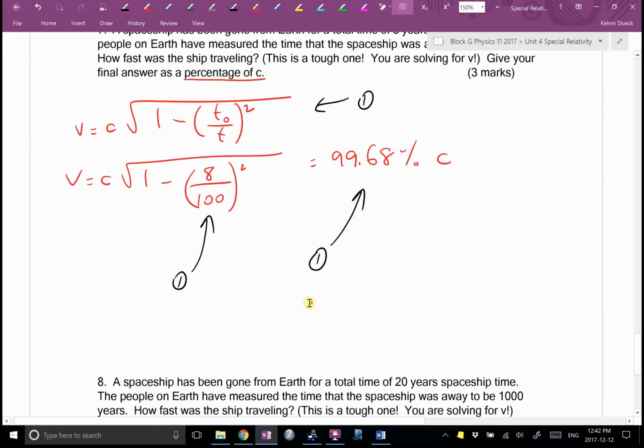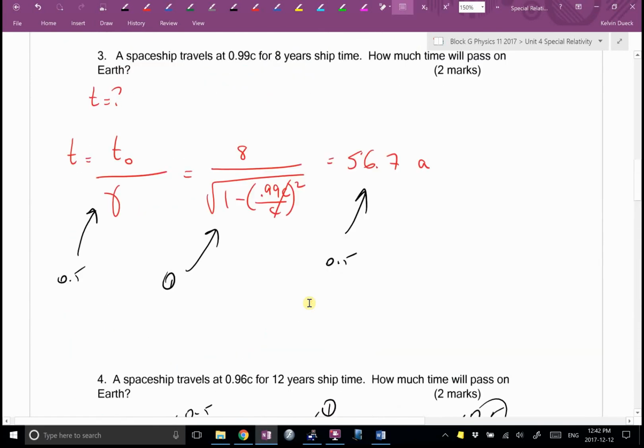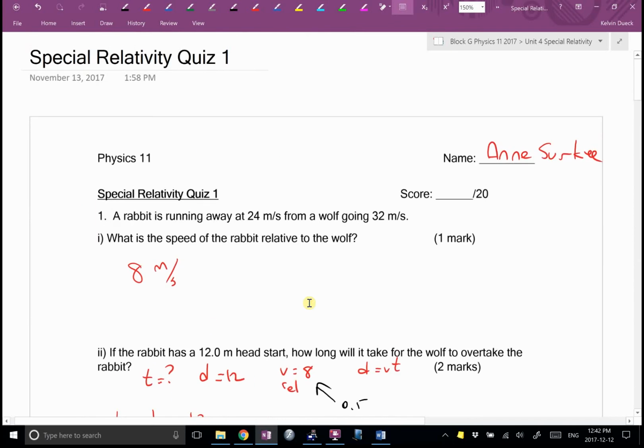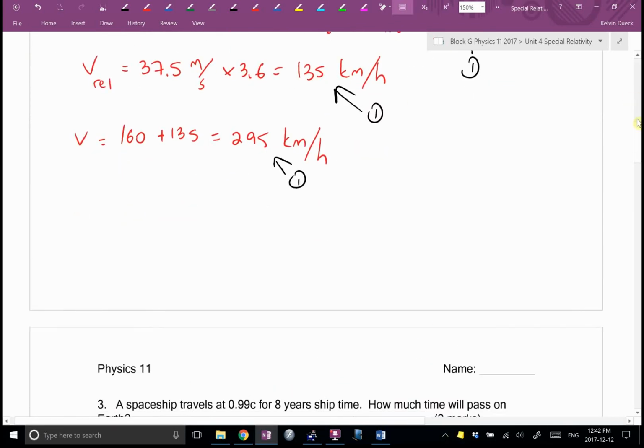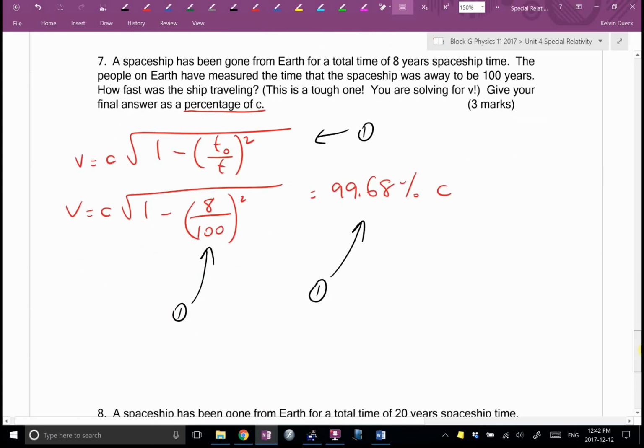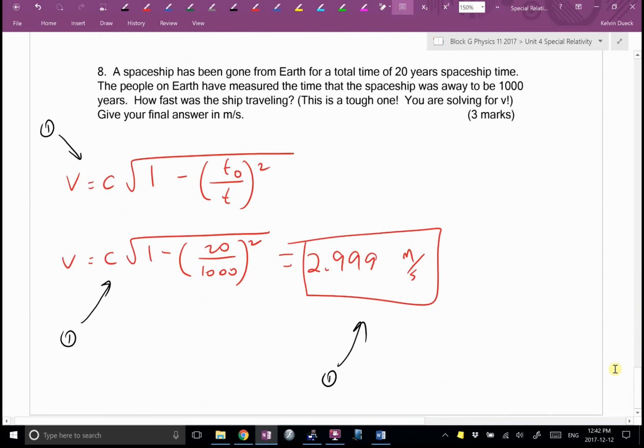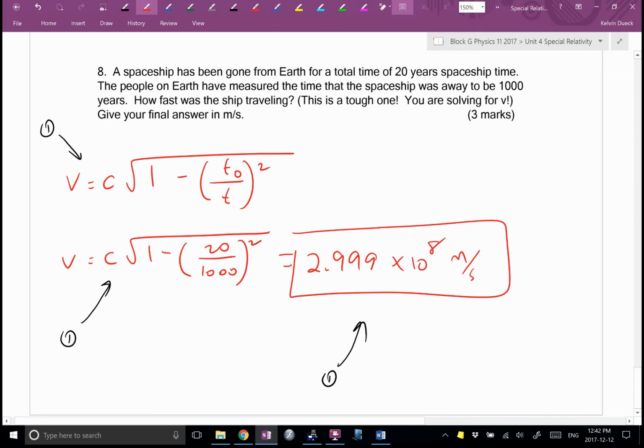Can you give yourself a lovely score on this out of, what's this quiz out of? 20, please. Did I do 10? Did I forget the times 10 to the? Yeah, you know what? That's a little slow. Thank you. Candy for you. Times 10 to the 8th meters per second. Let's try that again. Give yourself a lovely score out of 20.